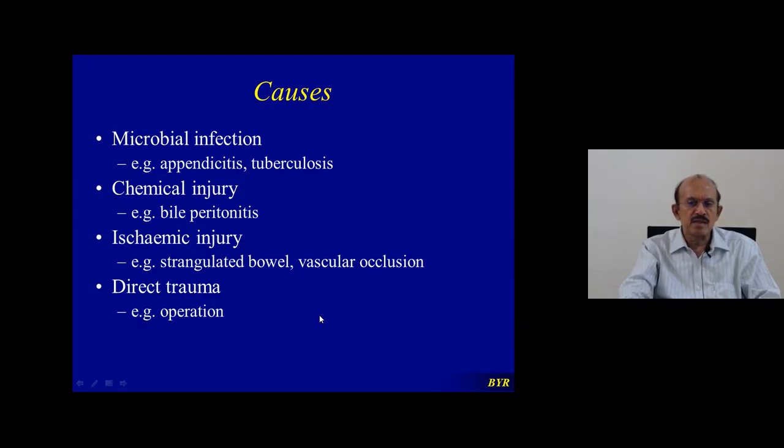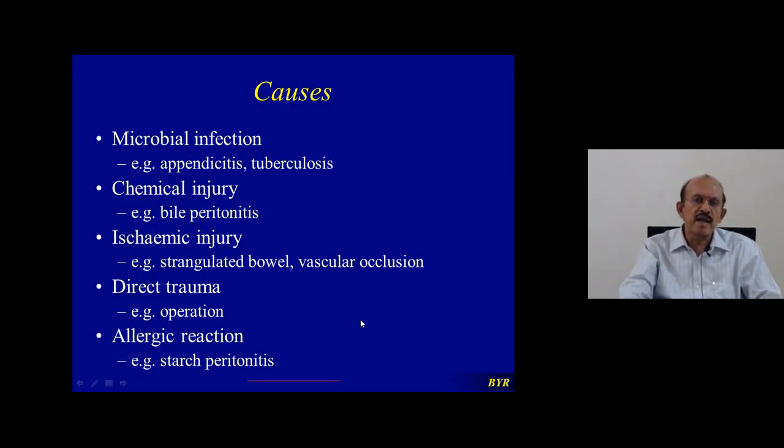by operative procedures. So whenever you do an operation, do retraction, and do some maneuvers in the abdominal cavity, you are causing physical injury to the peritoneum. That will produce peritonitis. Allergic reaction, allergy to starch peritonitis. That means starch powder used as a dusting powder for the gloves in earlier days. That starch used to cause some inflammatory action of the peritoneum. So out of all these things, microbial infection is the commonest and causes more severe changes.